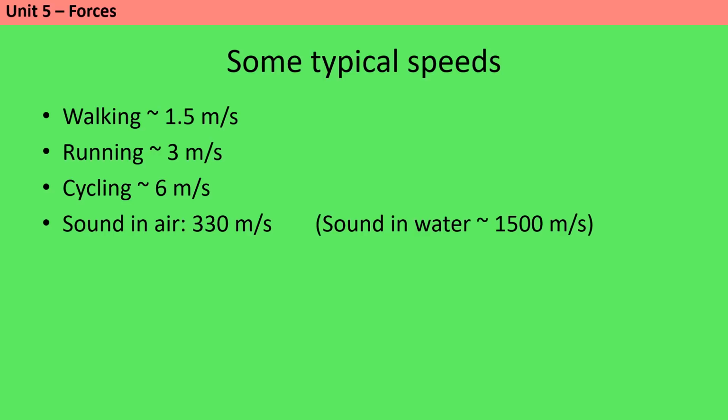You should know that typical walking speed is about 1.5 metres per second, typical running speed is more like 3 metres a second, and typical cycling speed is more like 6 metres per second. Also, sound in air travels at about 330 metres per second.